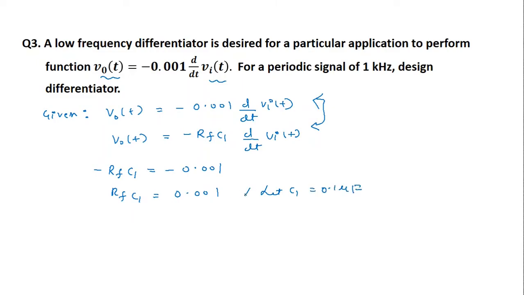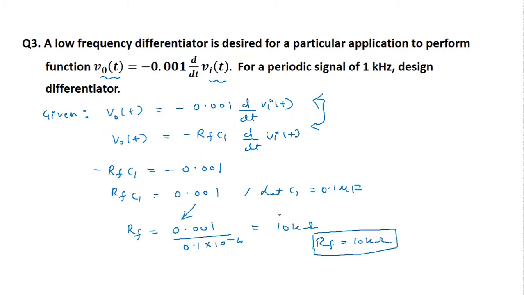When we put the value of C1 here, we get Rf is equal to 0.001 divided by C1, which is 0.1 into 10 to the power minus 6 farad. When we solve this equation, Rf will be equal to 10 kilo ohm. So we are getting Rf equal to 10 kilo ohm.